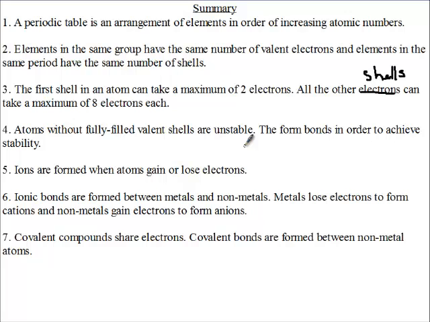Certain atoms decide to share electrons. When they share electrons, a bond is formed between them, and that is called a covalent bond. Covalent bonds are usually formed between two or more non-metals, unlike ionic bonds that are formed between metals and non-metals. So that is it for today.